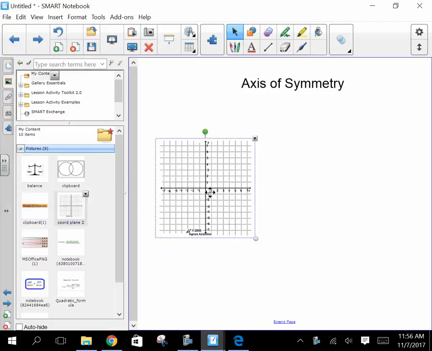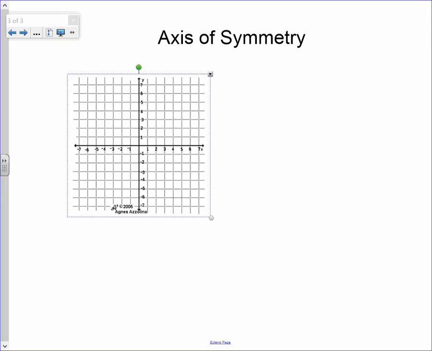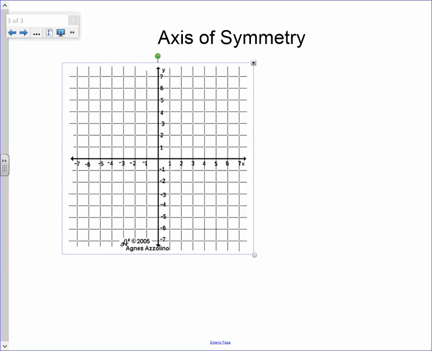So you guys have some graph paper. Go ahead and make an x and y axis, a coordinate plane. Make it as big as mine, 7 to the right, 7 to the left, up and down 7. Go and do that for me. I'll give you about a minute.